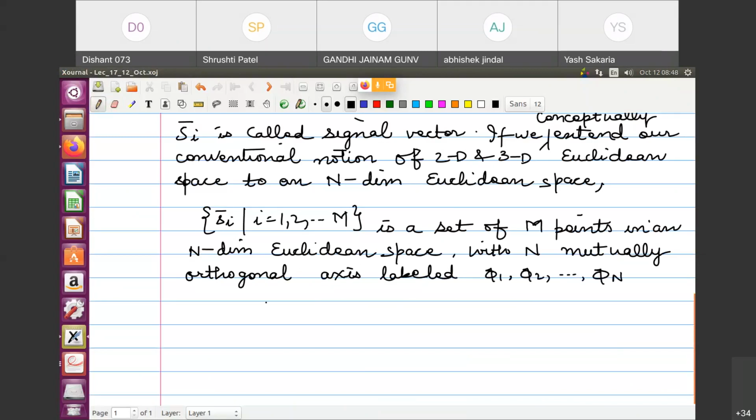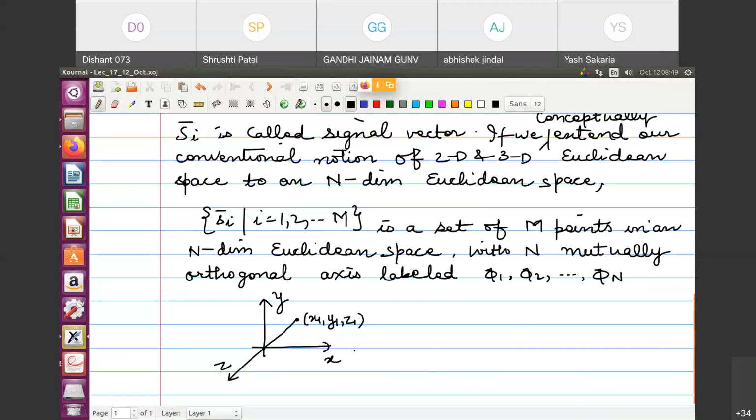It means, in what we studied, we say this was my x-axis, this was my y-axis, and this was my z-axis. And any point, let us say, we write as some x1, y1, z1. So this was the standard three-dimensional Euclidean space which we have studied.